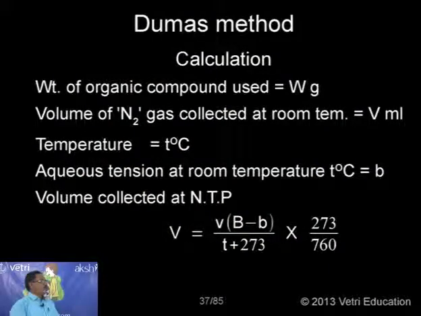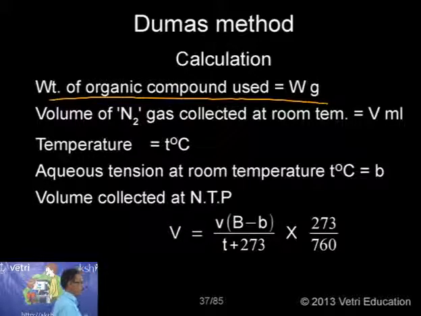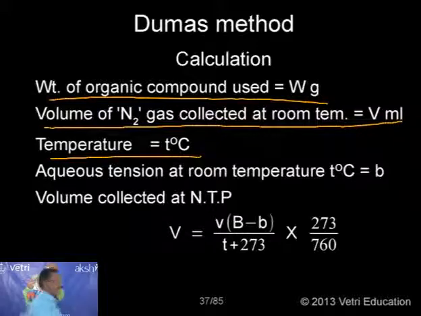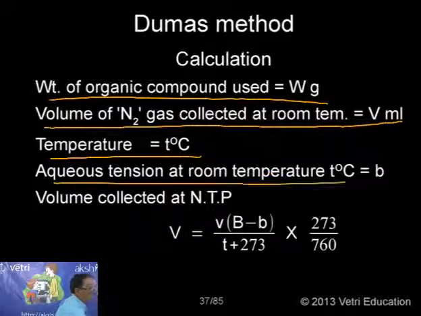So, calculation. Weight of organic compound used, W gram. Volume of nitrogen gas collected at room temperature, V ml. Temperature is T degrees centigrade. Aqueous tension at room temperature is given by b.